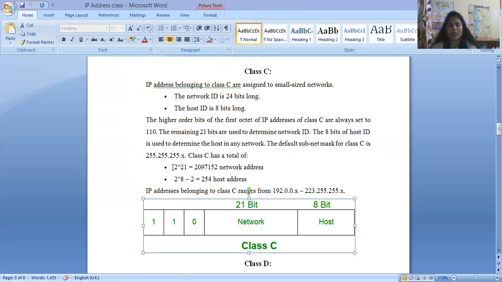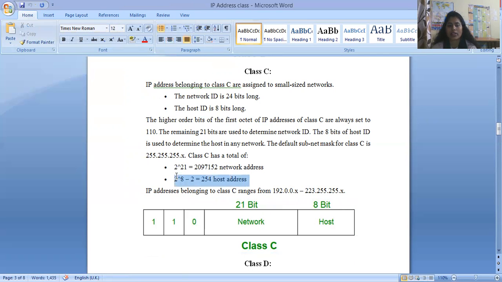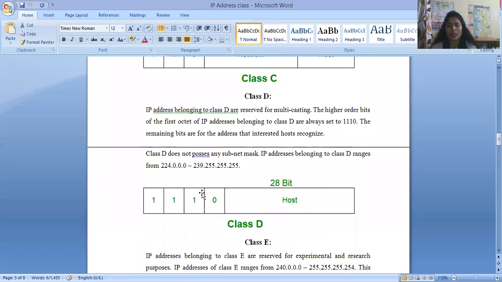So if you have to calculate the network address and host address, you can easily calculate it here: 2 to the power 21 is the number of network addresses, and the host addresses are 2 to the power 8. Now if we talk about class D, we will directly say that it is reserved for multicasting.